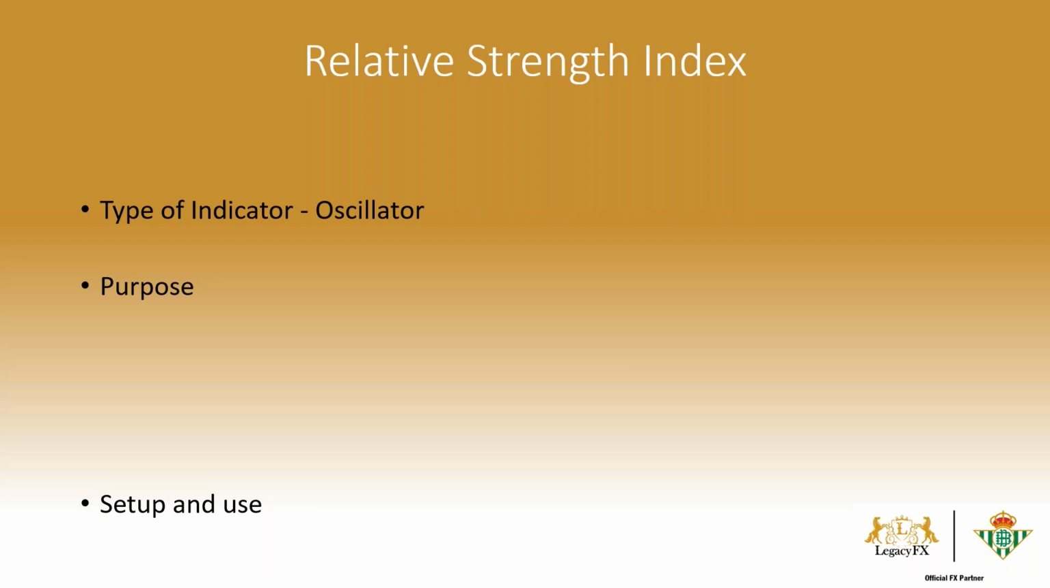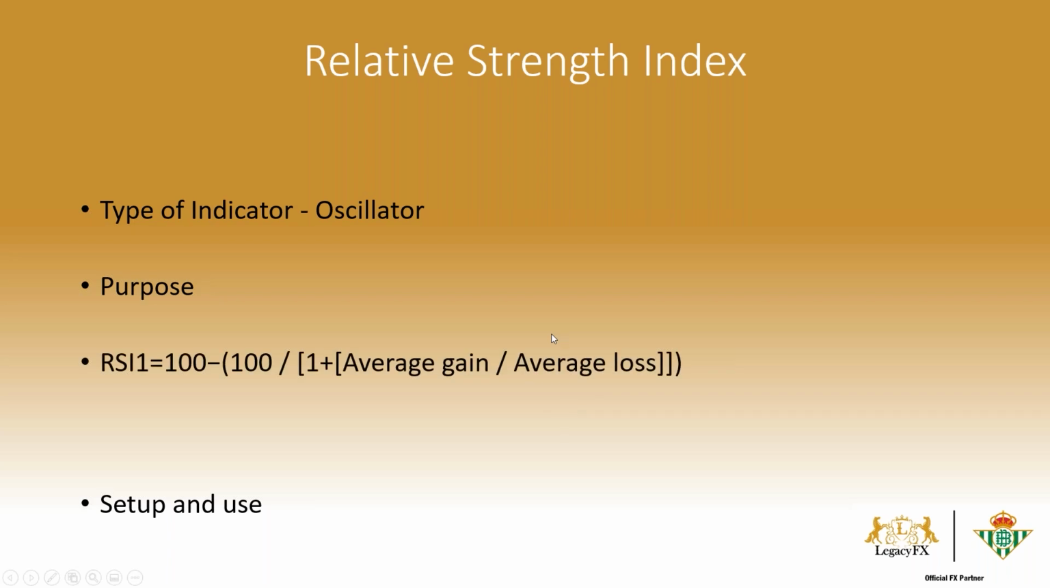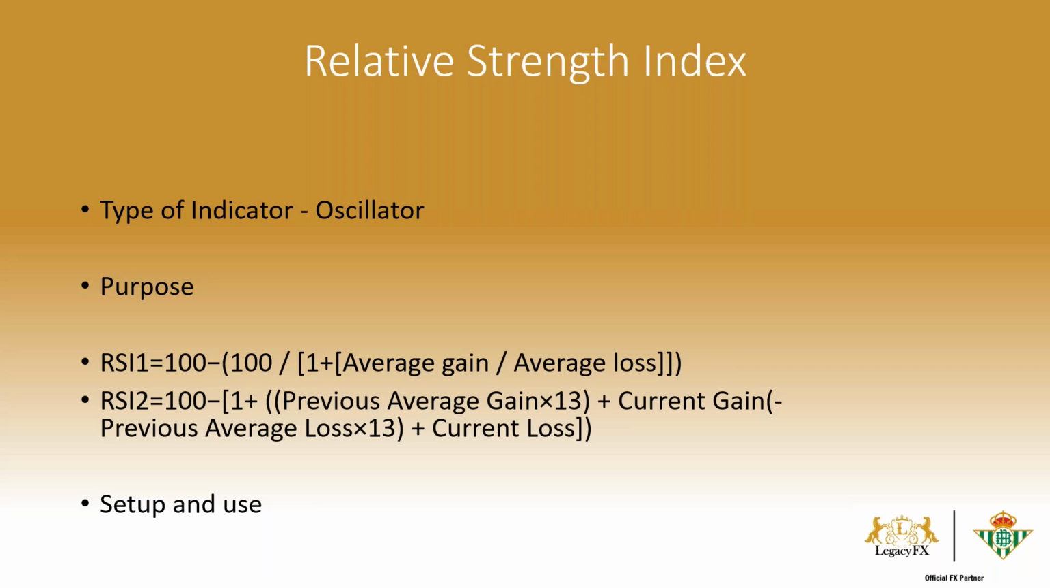Now, for those that are mathematically inclined, this is how it works. Line number 1 takes 100 minus 100 divided by 1 plus the average gain divided by the average loss, and then compares that with number 2, which is 100 minus 100 divided by 1 plus the previous average gain times 13 plus the current gain, over the previous average loss times 13 plus current loss, and divide it all through each other. For those that are mathematically inclined, you'll get this. For those that don't, it doesn't matter. But if you would be writing, let's say, your own trading algorithm, you need to understand how this stuff works.